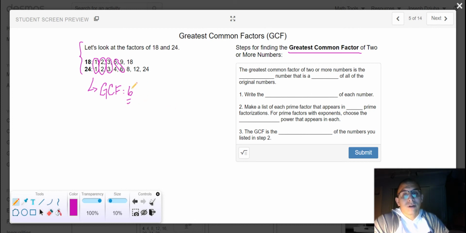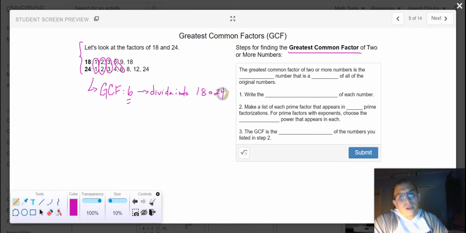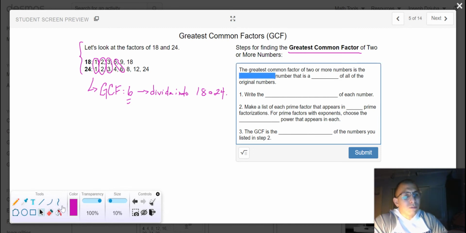This is the highest number that can divide into 18 and 24. But what do we do in the instance when the numbers are huge? What if we have 300 or 742? Right? It becomes a little bit more arduous, a little bit more tedious, and this is where we would simply rely on the prime factorization.